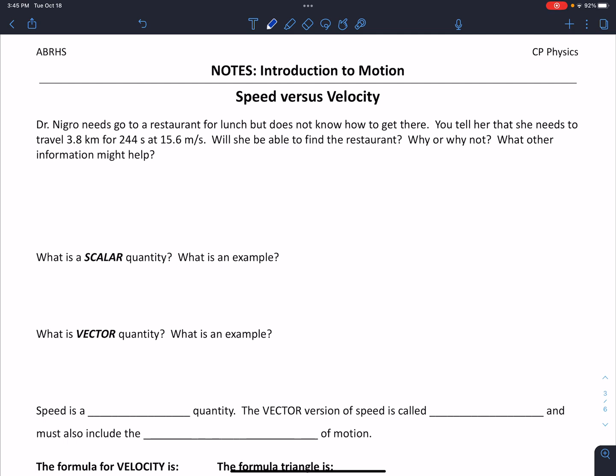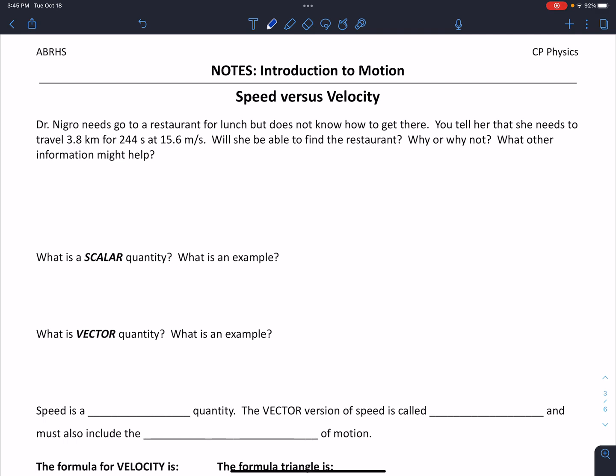All right, so first we have a thought problem. Dr. Nigro needs to go to a restaurant for lunch, but does not know how to get there. You tell her that she needs to travel 3.8 kilometers for 244 seconds at 15.6 meters per second. So the question is, with that information, will she be able to find the restaurant? Why or why not? And what other information might help?